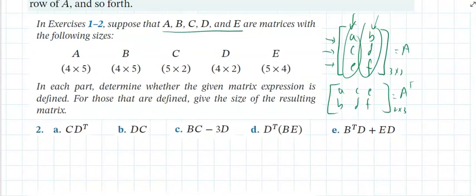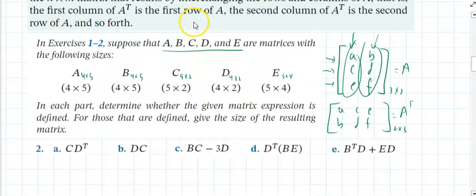Suppose A, B, C, D, E, and whenever we're talking about a matrix, we use a capital letter. So A is a 4 by 5, 4 rows, 5 columns; B is 4 by 5, C is 5 by 2, D is 4 by 2, and E is 5 by 4.